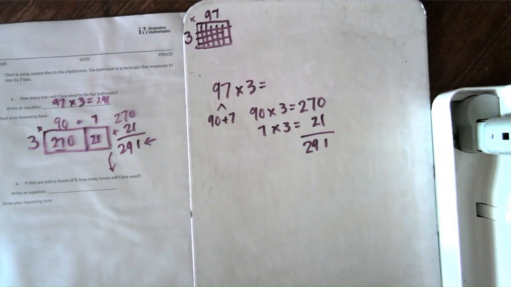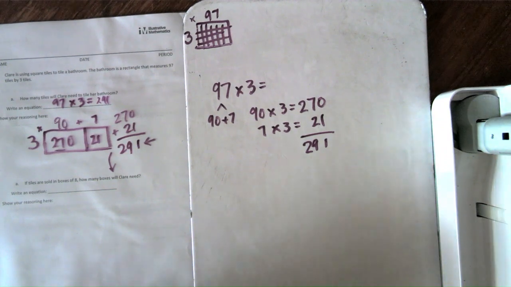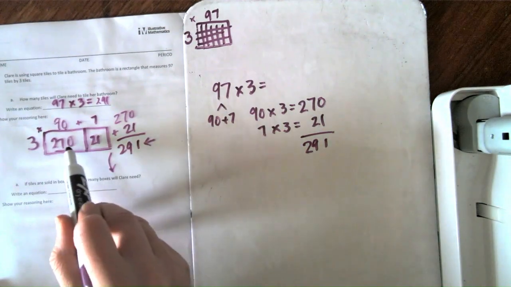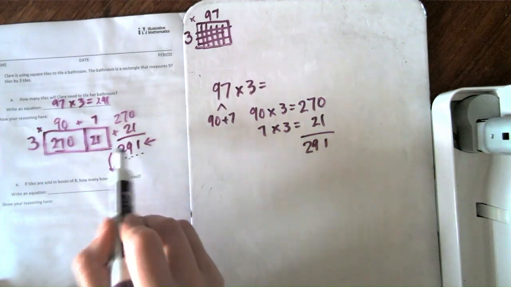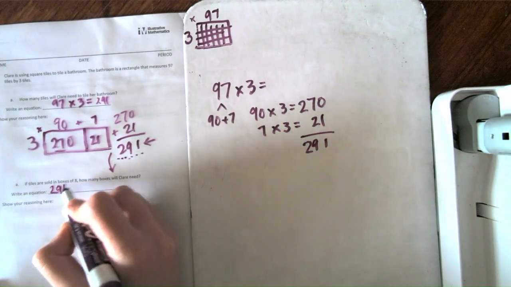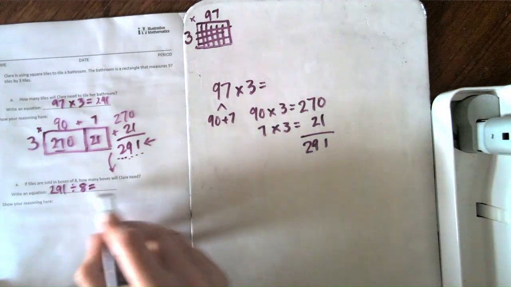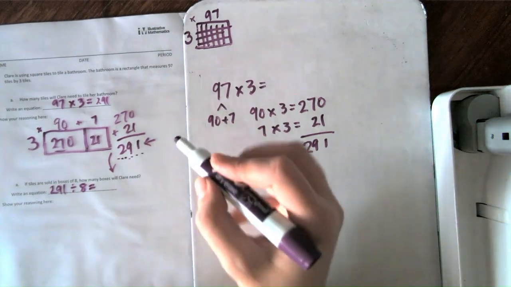So if the tiles are sold in boxes of 8, how many boxes will Claire need? Well, how many total tiles are there? 291. And how many are in each box? 8. So how many boxes are we going to have? This is the question at hand.